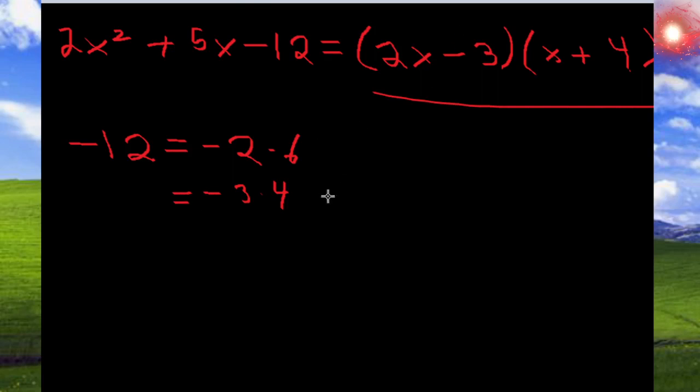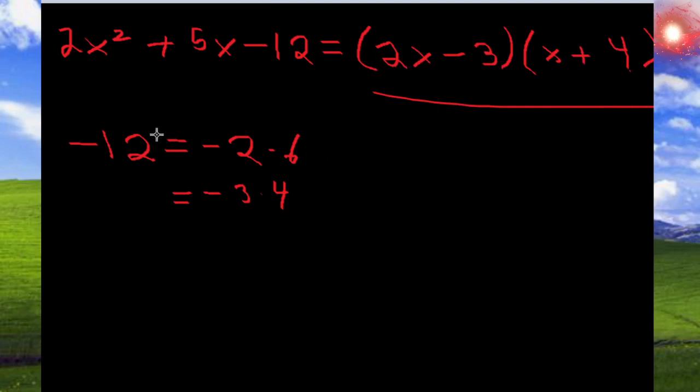That's how I would do it. You can put these four numbers in every possible arrangement: negative 2 and 6 here, then 6 and negative 2 here, negative 3 and 4 here, 4 and negative 3 here. You try all those combinations. I like to do it in my head, but you can always do it on paper and work them out, or use your calculator.